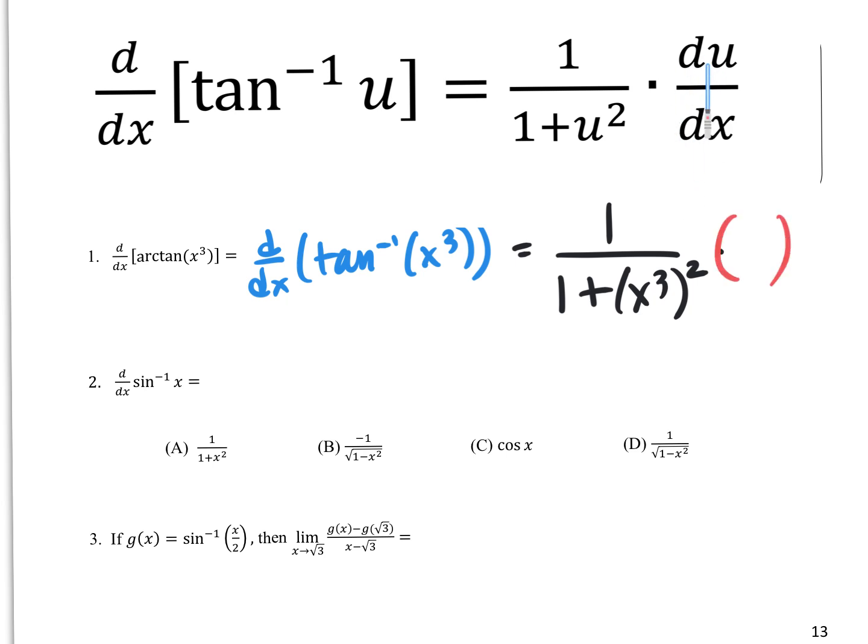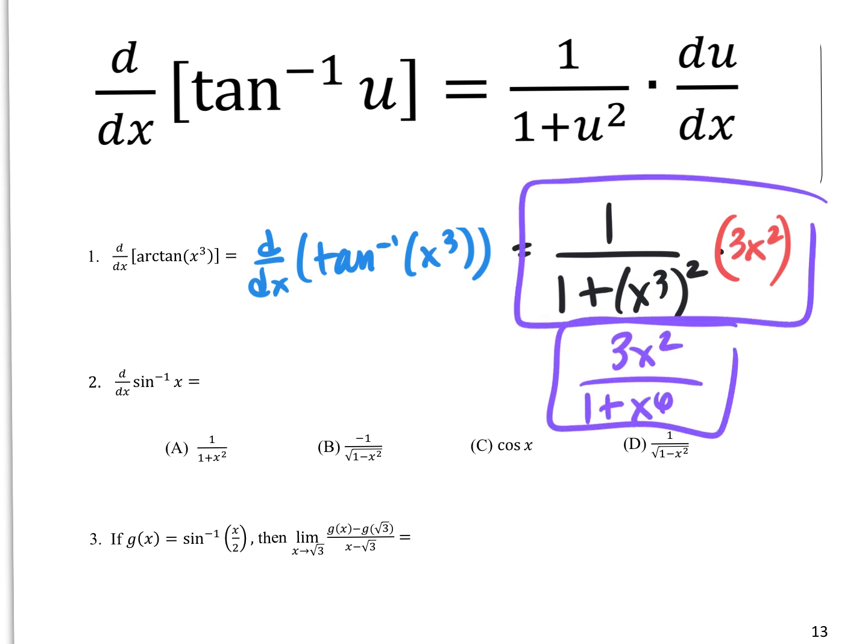This. This is saying what's the derivative of u? What's the derivative of that inner? 3x squared. That answer is great. Could we say 3x squared over 1 plus x to the 6th as an equivalent answer? We could. This, though, is just the derivative. This is du dx. Good job, you guys.